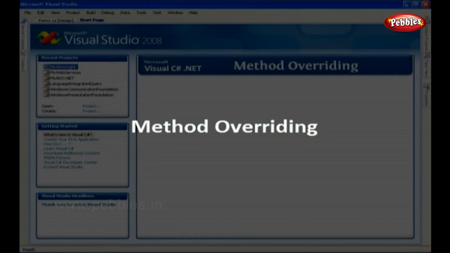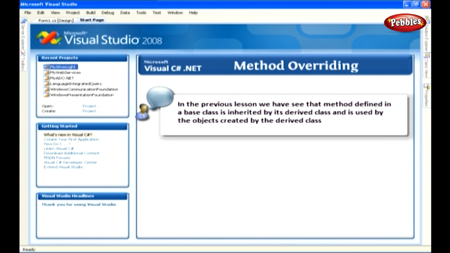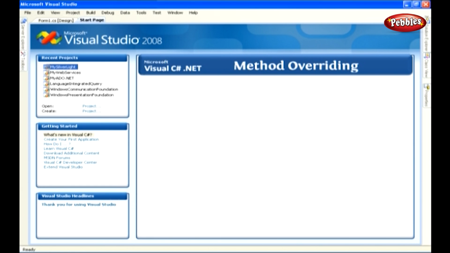Method overriding. In the previous lesson, we have seen the method defined in a base class is inherited by its derived class and is used by the objects created by the derived class. Methods inheritance enables us to define and use methods repeatedly in derived classes.